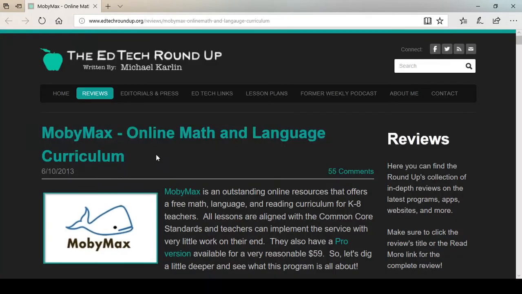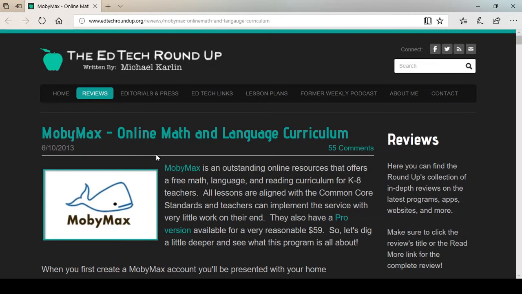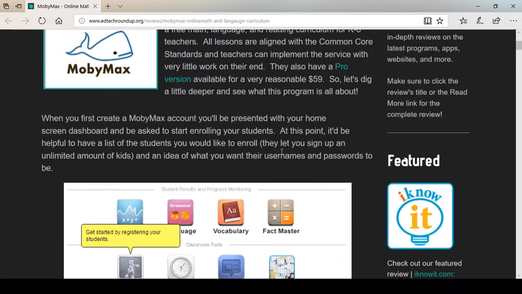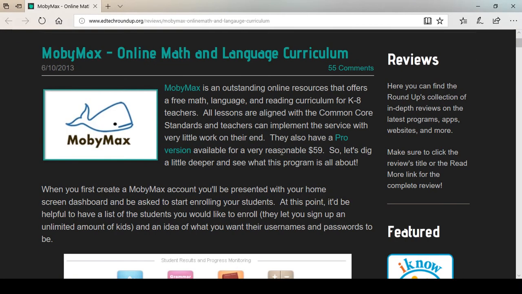This isn't the actual MobyMax link. You obviously, again, have to have a login. You can have a partial free, and then eventually you'll have to pay for it. But this is a little bit about it. This is specifically math and language curriculum. It talks a little bit about what MobyMax is and how great it is. Talks about the pro versions.